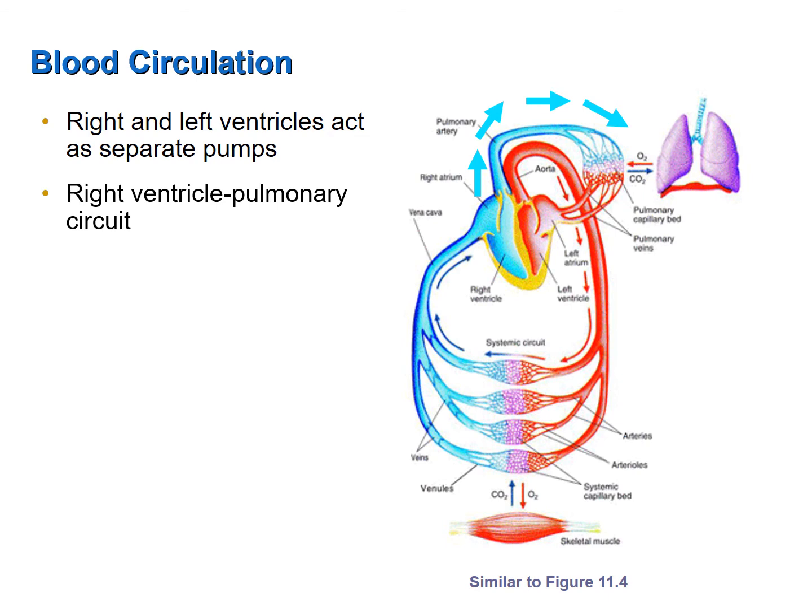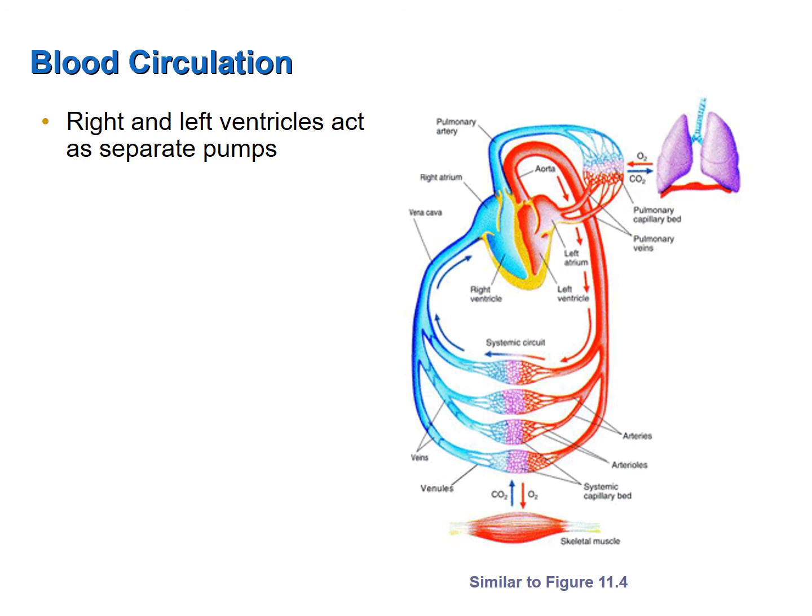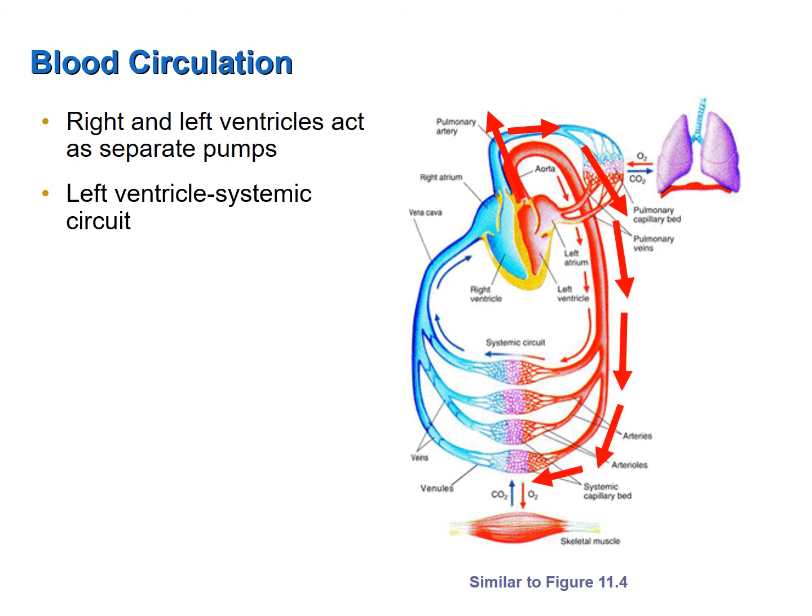The oxygen-rich or oxygenated blood is then returned to the left atrium through the pulmonary veins. Oxygen-rich blood returned to the left atrium then moves into the left ventricle. The left ventricle provides a pressure gradient that will then move blood through the systemic circuit. So oxygenated blood leaves the left ventricle through the aorta and enters all of the systemic arteries. The systemic arteries take blood to the systemic capillaries.